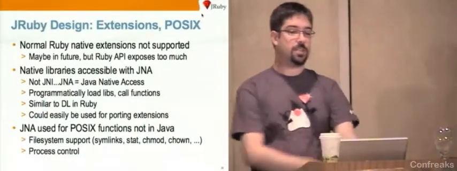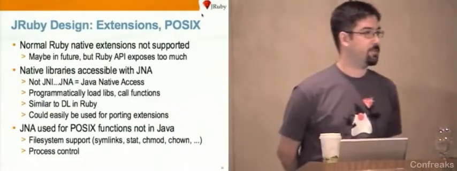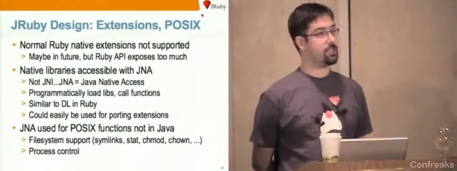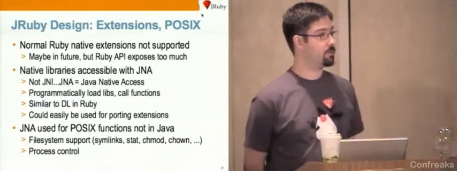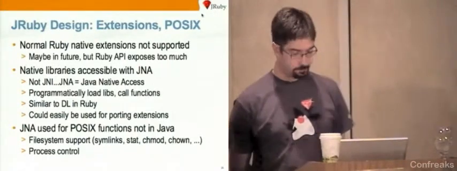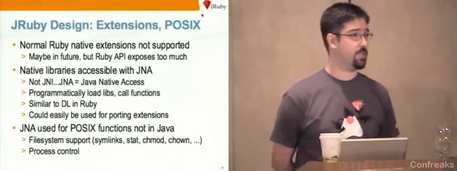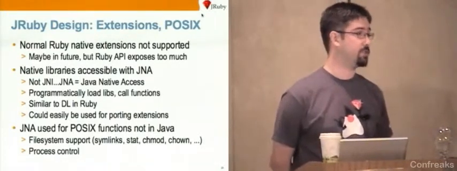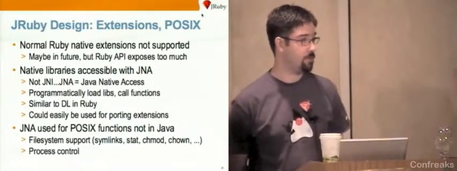So another question that comes up about JRuby is, do you support C extensions? I've got all these C extensions I want to use from Ruby. And the short answer is no. We do not support running regular Ruby C extensions, largely because the Ruby API exposes a little bit too much for us to emulate. For example, you can go in and manipulate string structures directly and string bytes directly if you want to from an extension.